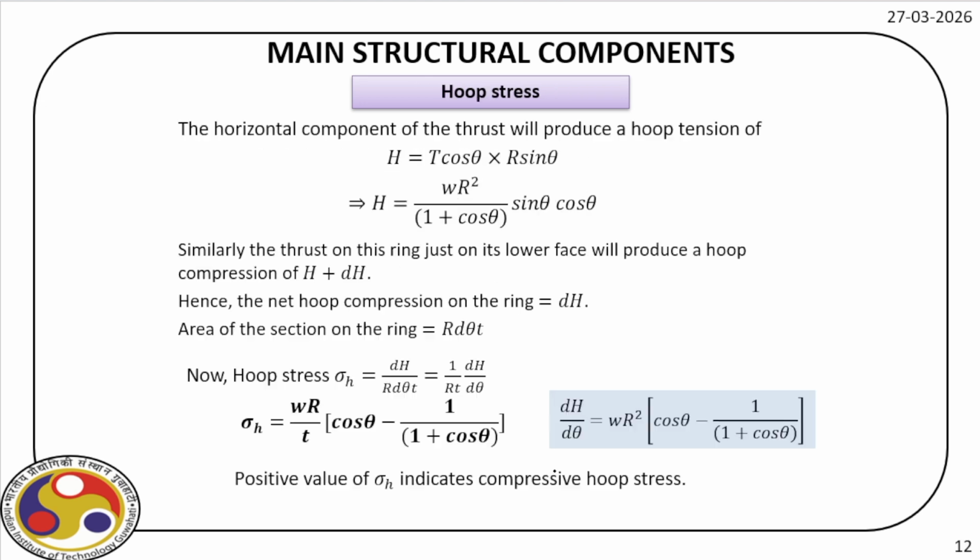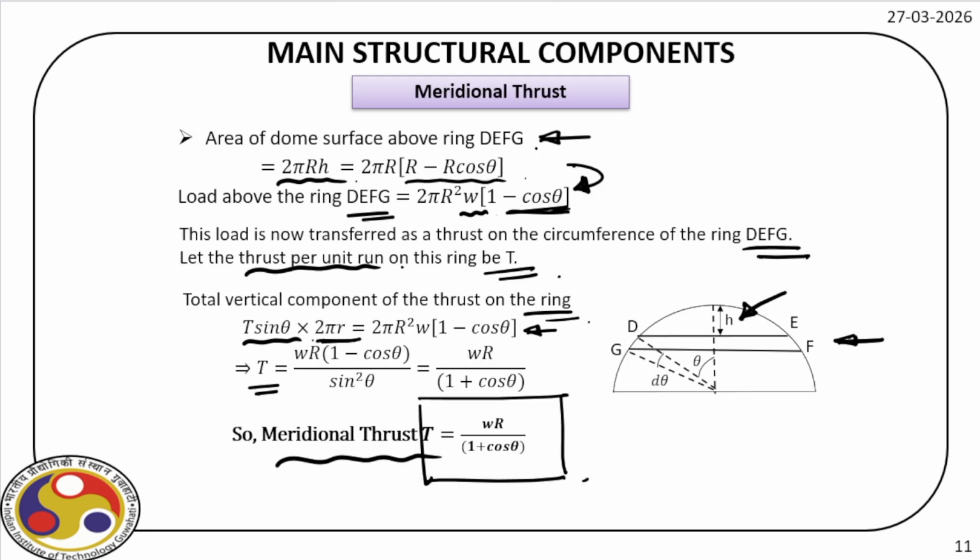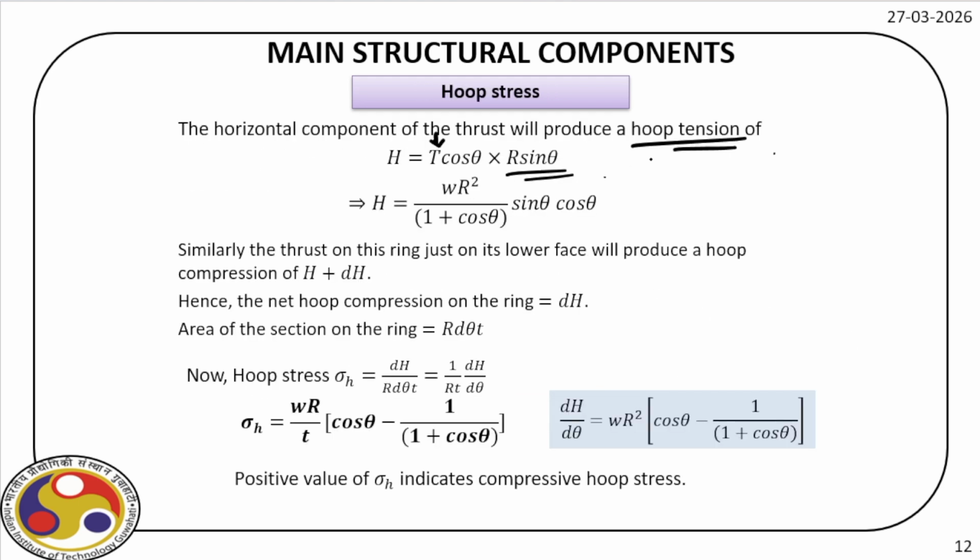Now let us move on. The horizontal component of the thrust will act as hoop tension. So we can find out hoop tension, which is the cosine component of this capital T times r sine theta, that you can easily evaluate from the geometry. So capital H is omega r square times sine theta cos theta divided by 1 plus cos theta. So that is simple. We put the expression of T here and we get the desired expression for H.